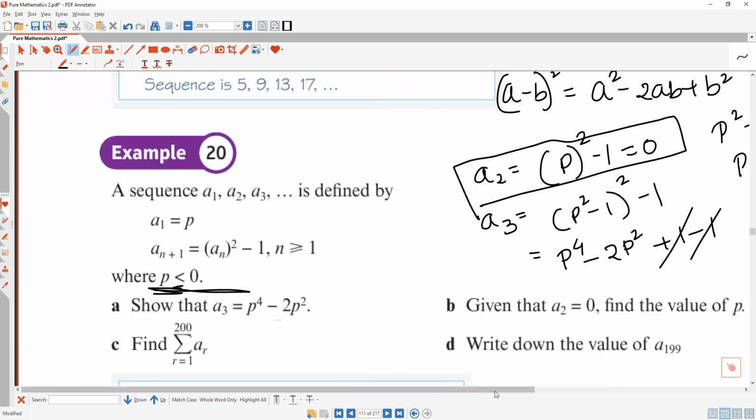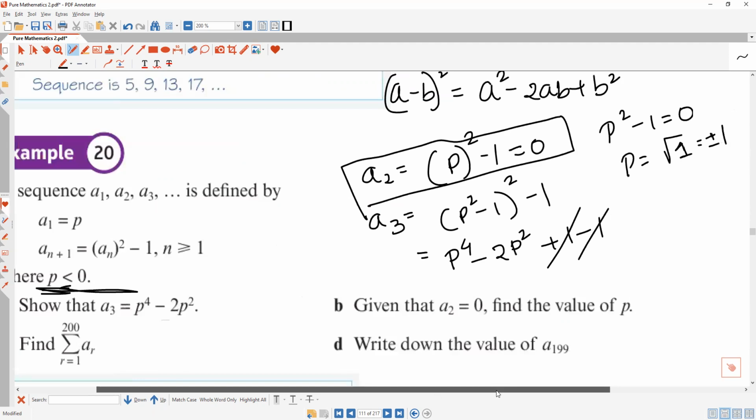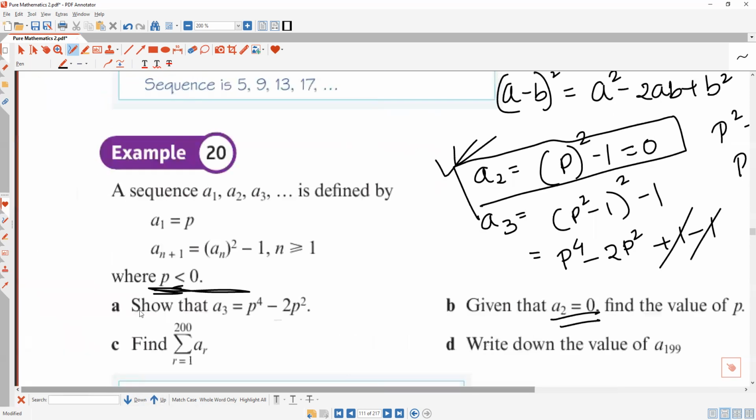You understood how I got p as 1 plus minus 1? That part you understood? No. Okay, they said a2 equals 0. What is my a2 equation? This was my a2. Now we found, if I bring the 1 to the other side, the 1 becomes positive and the square goes to the other side and becomes a root. So the root of 1 is what? Plus minus 1. Okay, but is it plus 1 or minus 1? To know that, it is minus 1, because they said p is less than 0. Clear? Everyone clear? Fine then.